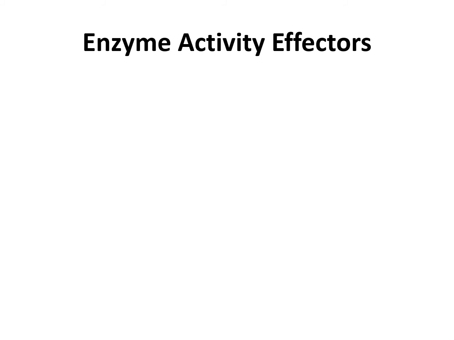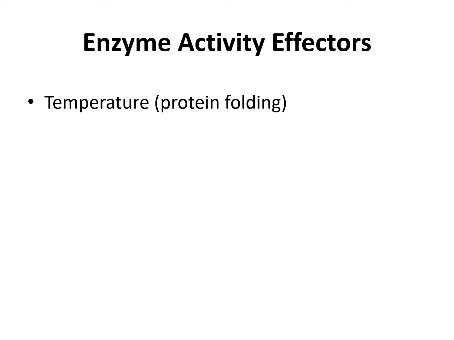Any factor that has an effect on enzyme activity can be referred to as an enzyme activity effector. So something that has an effect on the enzyme's activity. And there are three main enzyme activity effectors. The first is temperature. So changing temperature can have an effect on hydrogen bonding, which will affect the protein folding for the enzyme. The second is pH.